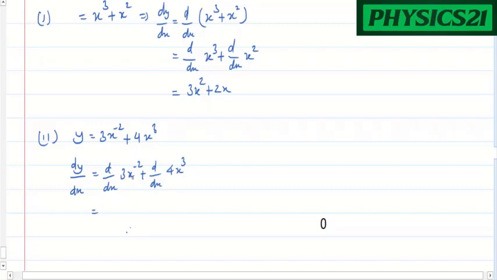Now we will differentiate. Here, multiplication of 3 and -2 to get the derivative: 3 multiplied by -2 is -6. The power of x decreases by 1: -2 minus 1 will be -3. Plus 4 multiplied by 3 and x raised to power 3 minus 1. Now simplify it: 6 x raised to power -3 plus 12 x square. That will be the derivative of the given function.